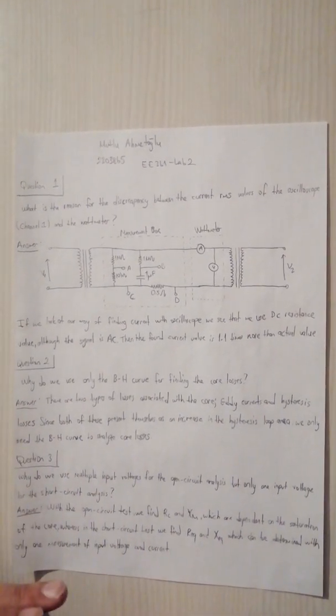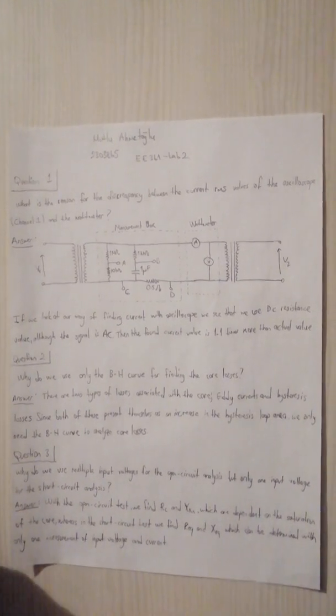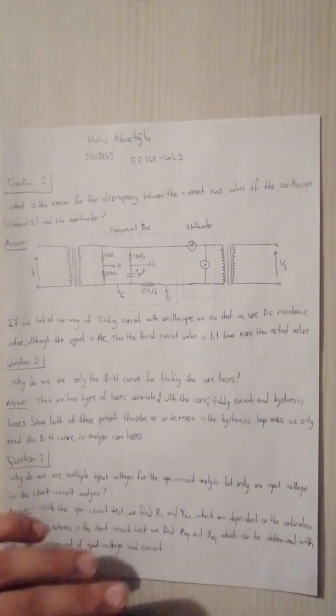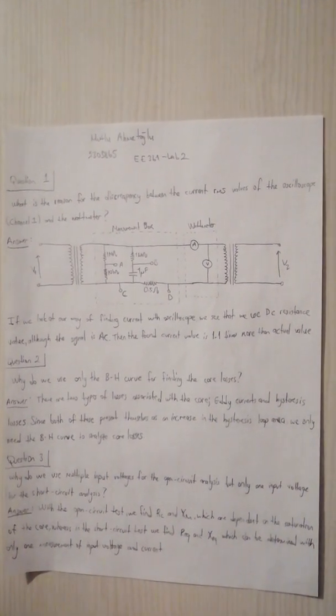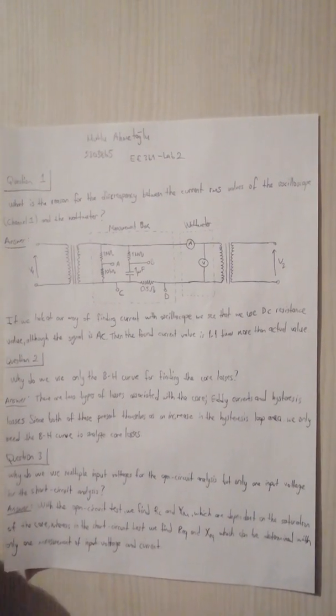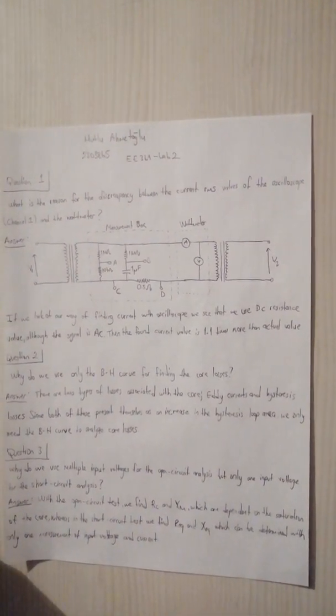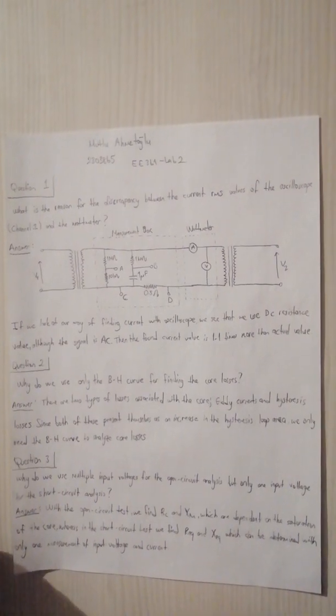With the open circuit test, we find RC, the resistance that substitutes for the core losses, and XM, which substitutes for the magnetizing current in the core, and which are both dependent on the saturation of the core. What this means is that they depend on whether the core is saturated or not. That's why we take multiple values of voltage.